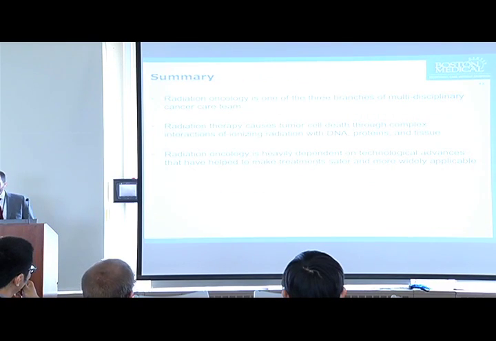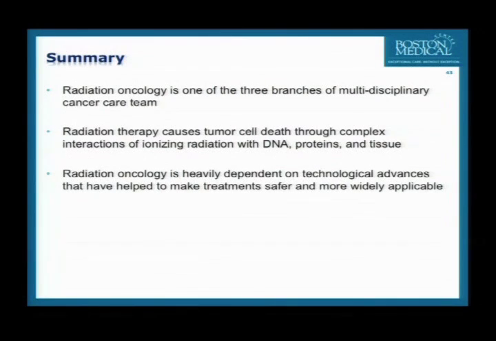So in summary, radiation oncology is one of the main three branches of oncology. It is important. We do have some curative treatments to offer. We don't only treat cancer. Radiation causes cell death and tumor death through a complex interaction of ionizing radiation with DNA and proteins, and also on a tissue level. And we are heavily dependent on technological advances. All of the advances in radiation oncology are technological advances. They're not made by people like me who went to medical school. They're made by engineers and physicists, people who know how to work with big machines and manipulate the elementary particles in there. That is all I have.